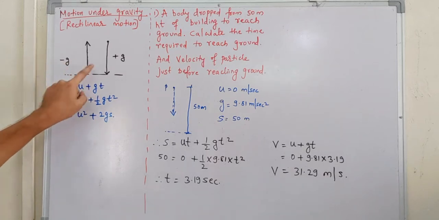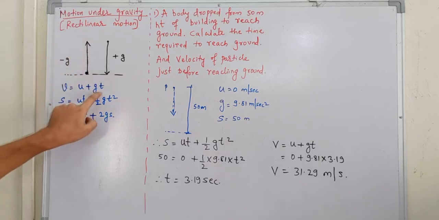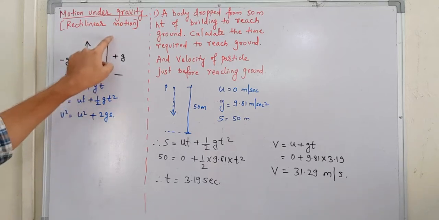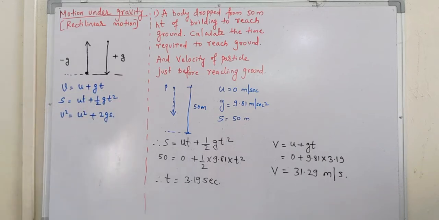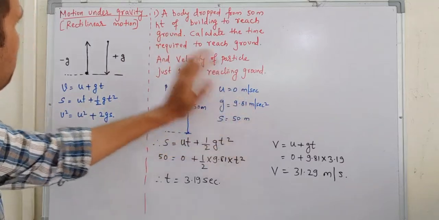And one more important thing to be noted here is, when your particle is moving up, we take it as minus g. When the particle is coming down, the value of g has to be substituted as plus g. I hope this is clear. Now, quickly taking up a simple problem.